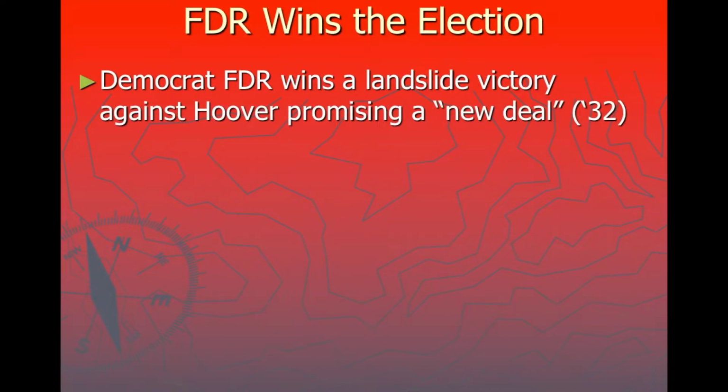You need to write down that FDR was a Democrat who will win a landslide election against President Hoover. If you remember from previous lessons, we had 3 Republican presidents during the 1920s, and as a result of the 1929 stock market crash, there was a lack of confidence in the Republican Party, and so that gives FDR a landslide victory.